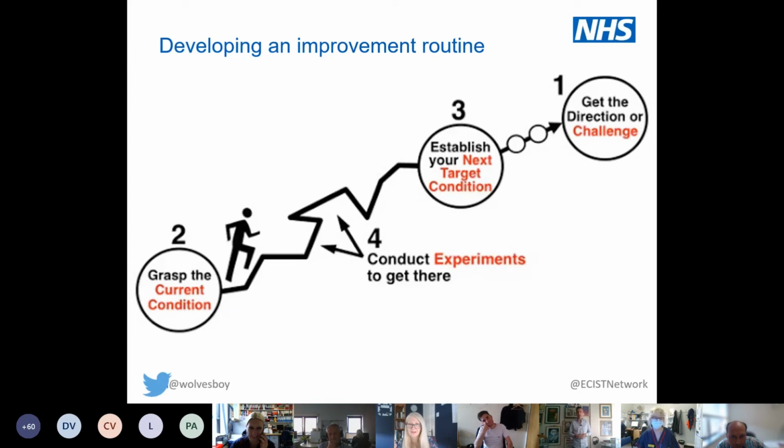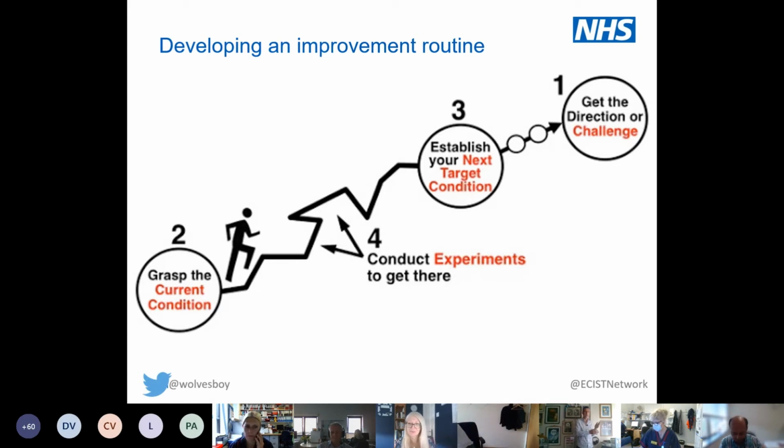If you develop an improvement habit, think about these steps in the process. Number one is get the direction right. Be clear about what your aim is. What are you trying to achieve through this collaborative? What are your overall objectives for the piece of work? Then move to step two, grasp the current state.